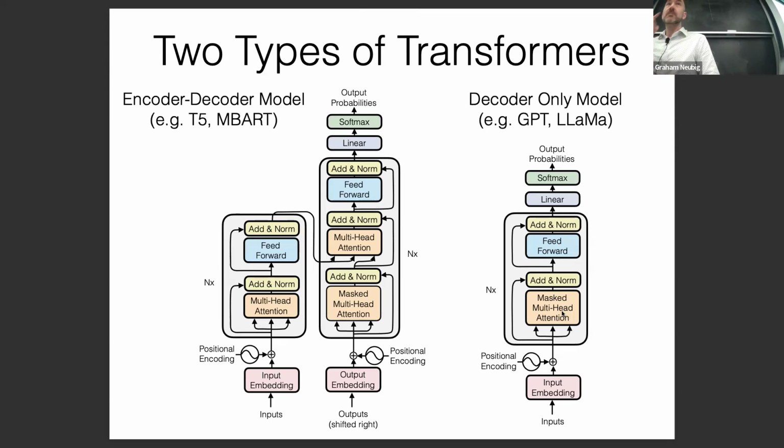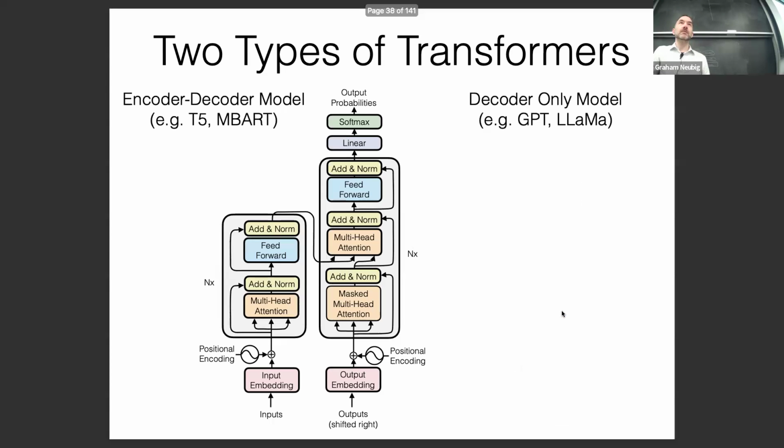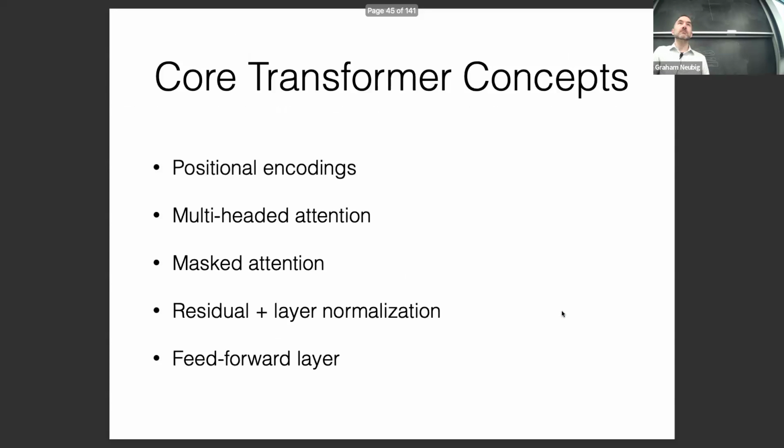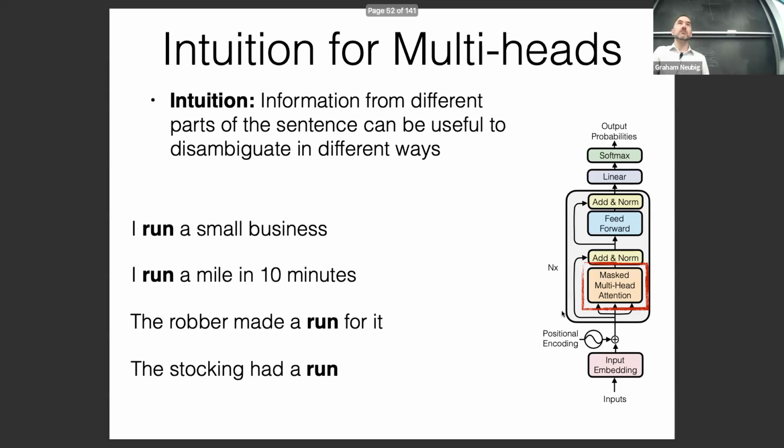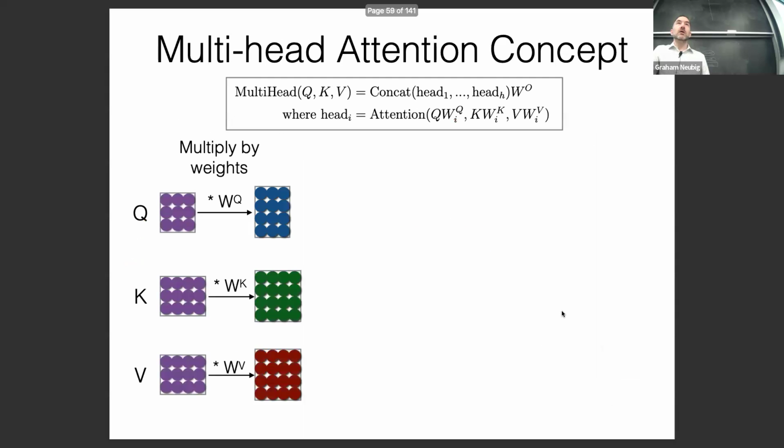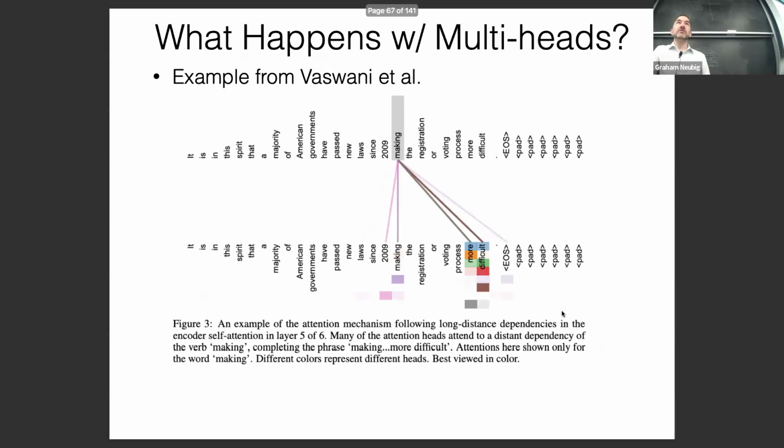So in the making example, when we looked at the self-attention information, in the decoder-only model, would making not be able to attend to future tokens that come after? That's a good question, and basically the answer is yes.